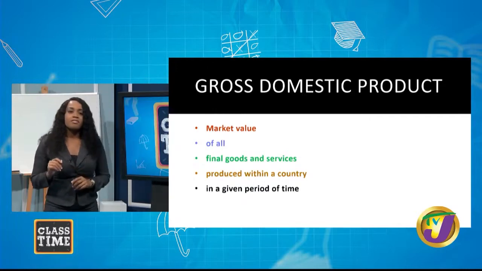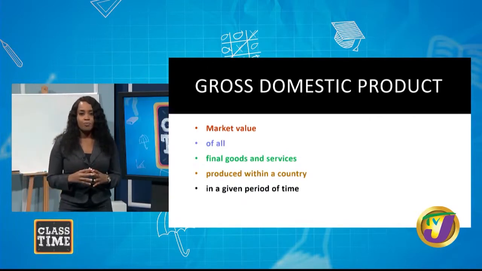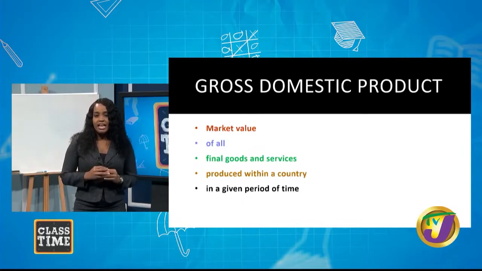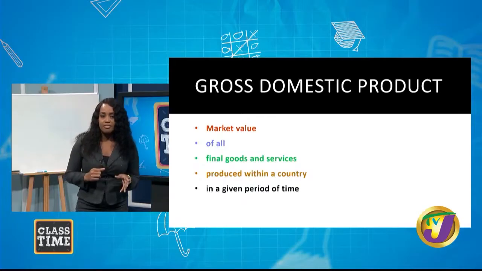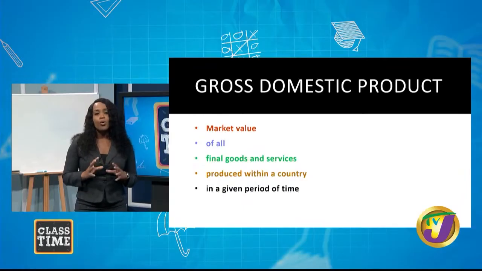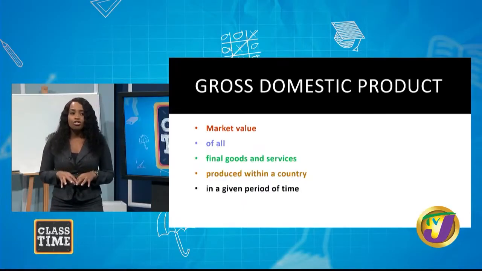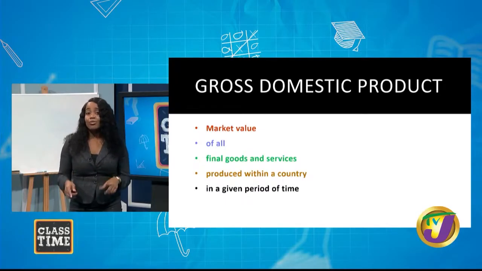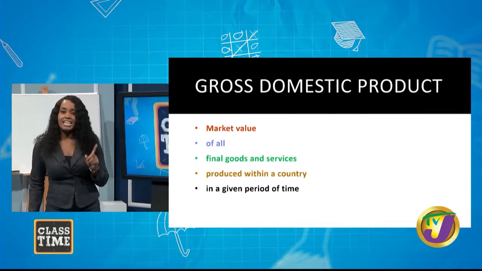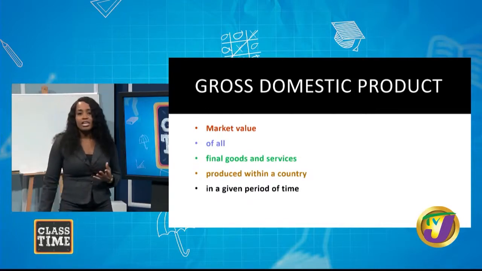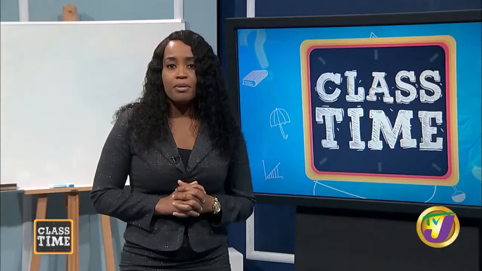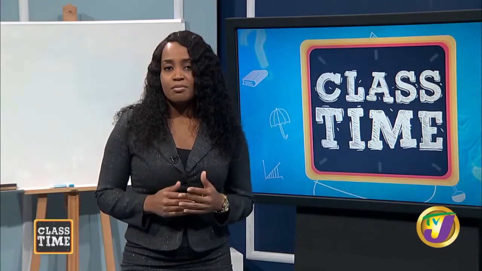It also makes reference to the fact that the goods are produced within a country. As the word domestic suggests, it's not to say that we entirely ignore what's produced outside of a country, but that is something we consider when we're looking at gross national product. So for domestic product, we only look at what is produced within the country, even if the goods produced in the country were produced by a foreign firm, it's still included in our GDP. And then in a given period of time, the time is usually a year. However, sometimes they might make reference to shorter periods like 6 months or quarterly.